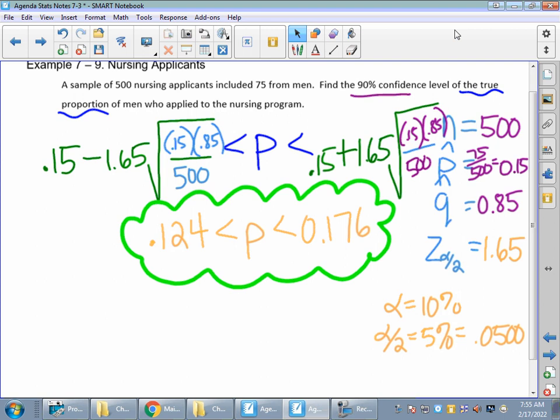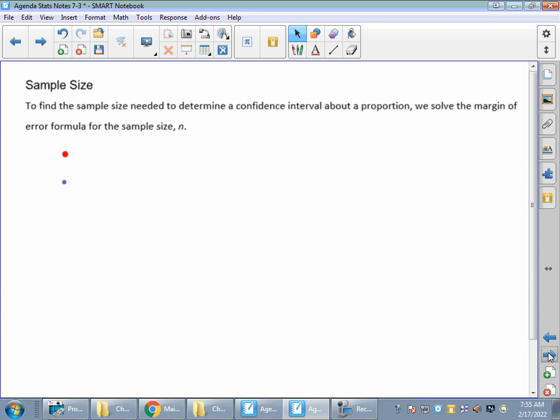All right, I think you've got it, right? It's just same but different. I know that makes a lot of sense. So let's talk about sample size. We didn't do this in 7.2, but we did in 7.1. So anytime it asks to find the sample size needed or to find the minimum sample size, things like that, we solve the margin of error for N.